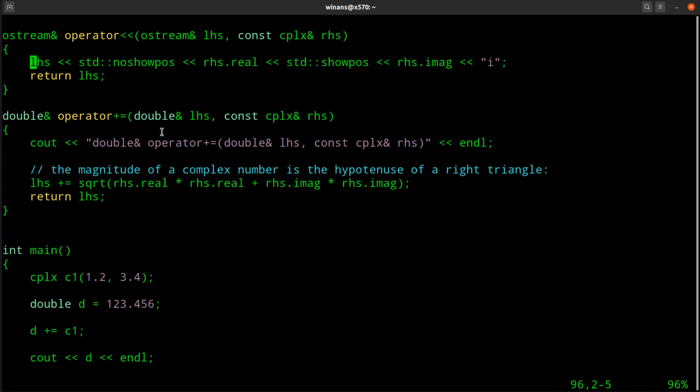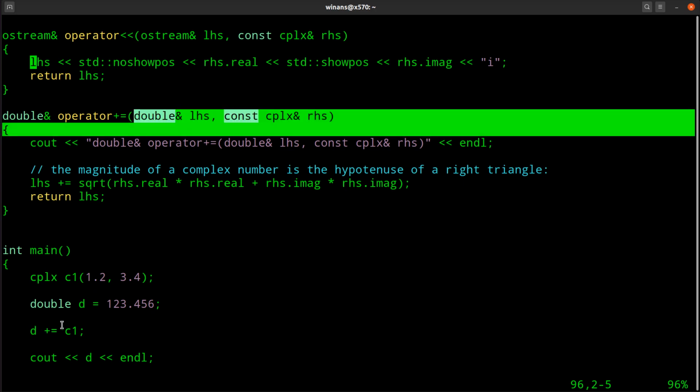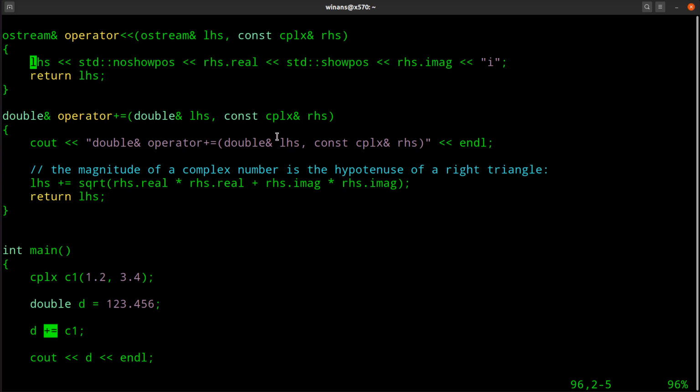So the compiler could go in there and use this code to perform the addition, and it can get a double result out of it, okay? All this has to match. So the compiler knows the result has to be a double. It knows that the double is on the left-hand side of this plus equals operator, and it knows that a complex type is on the right-hand side of that operator. This is a perfect match, okay?